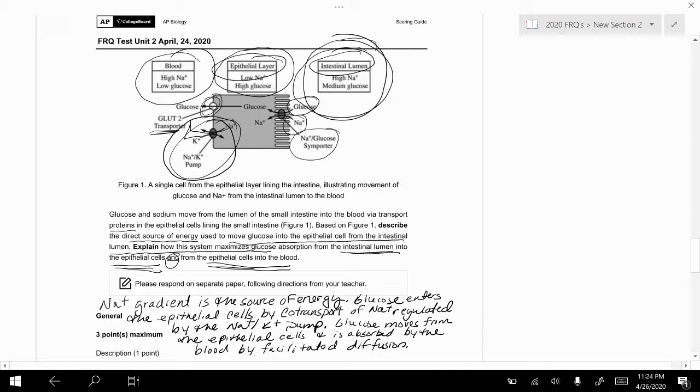Yes, I did. So sodium gradient is a source of energy. Glucose enters epithelial cells by co-transport of sodium regulated by the sodium-potassium pump. Glucose moves from the epithelial cells and is absorbed by the blood by facilitated diffusion. I threw the word absorb in there because I saw it was up here and I realized I wasn't using it.